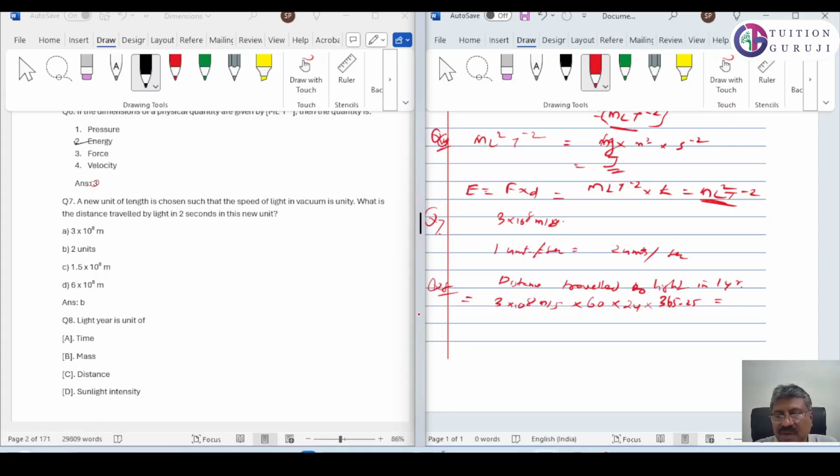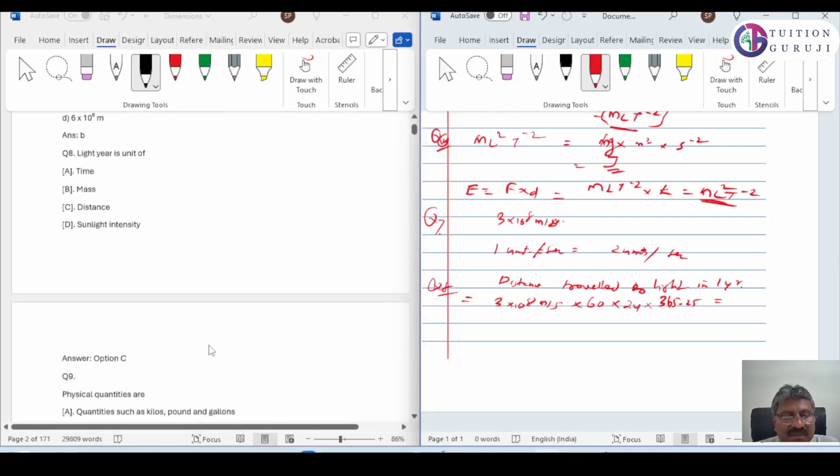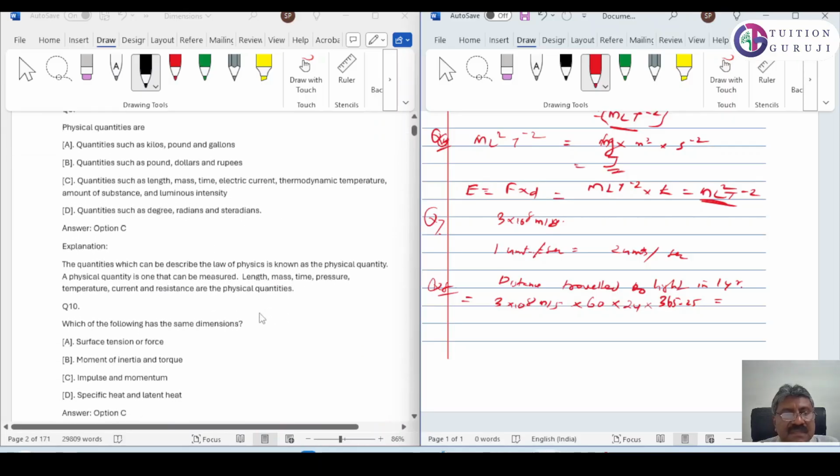So actually this is a distance traveled. It is a unit of distance. So a light year is a unit of distance. So the answer is C.